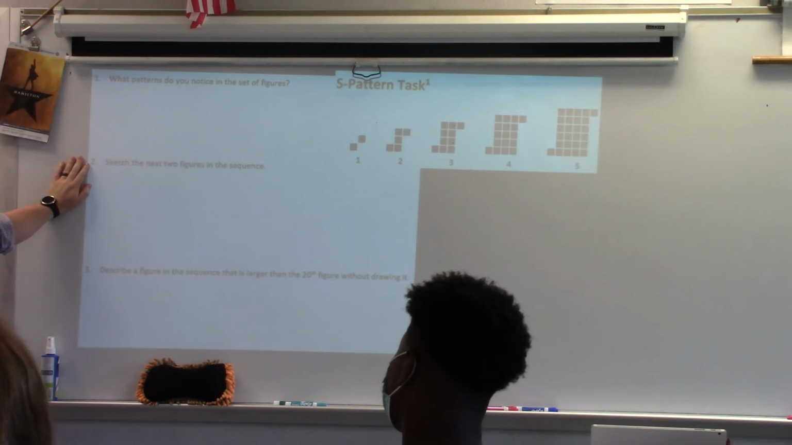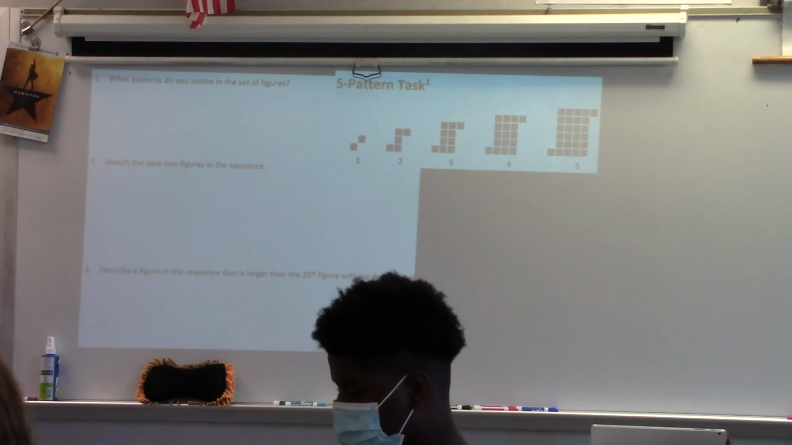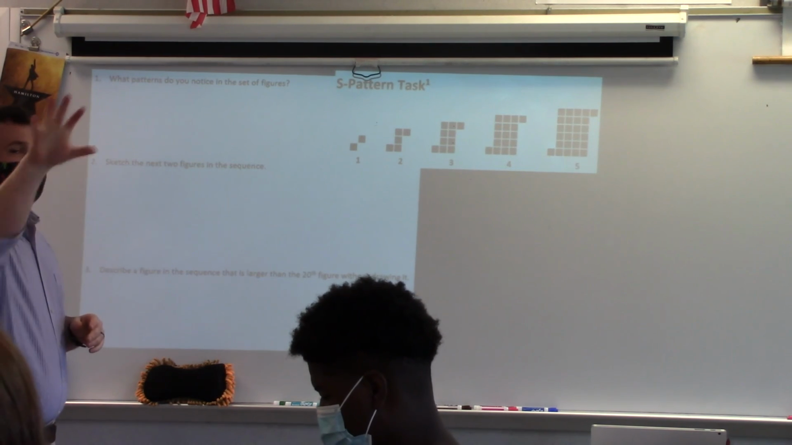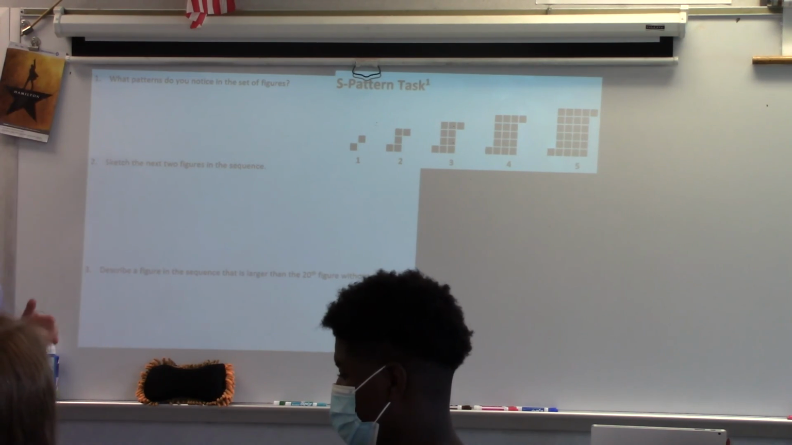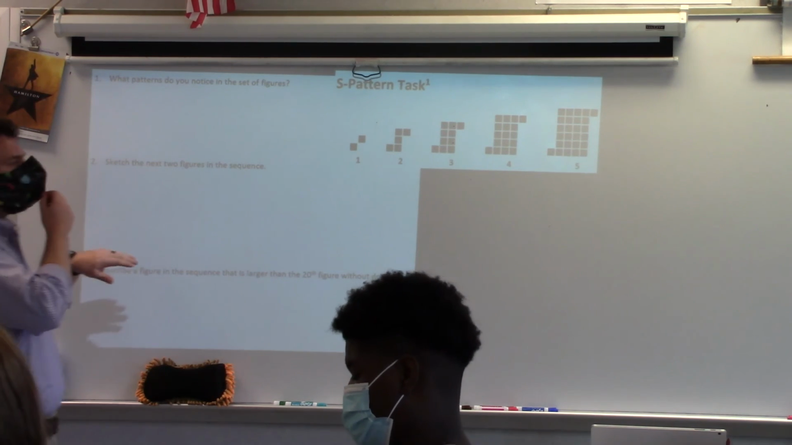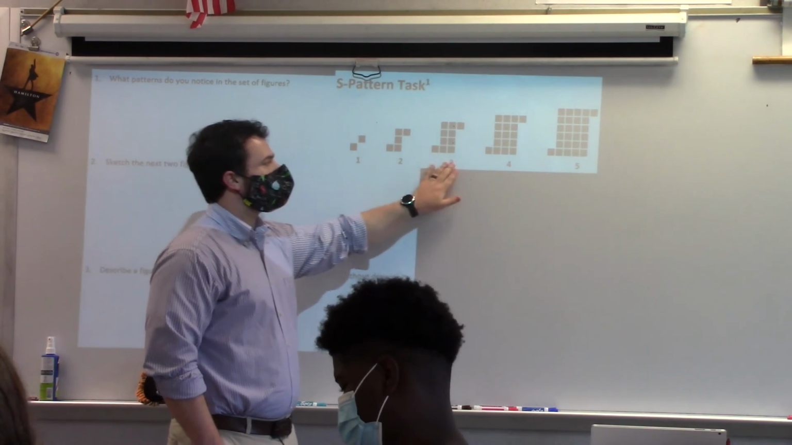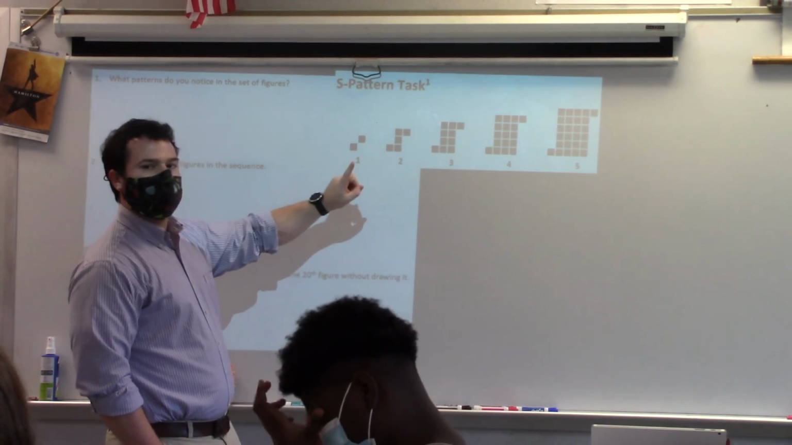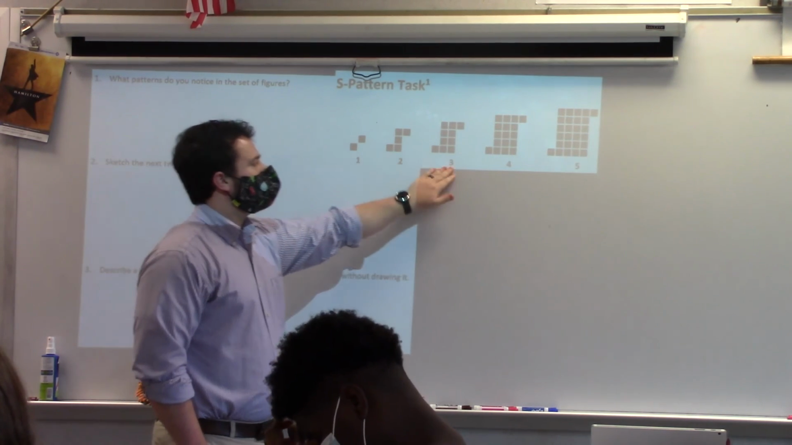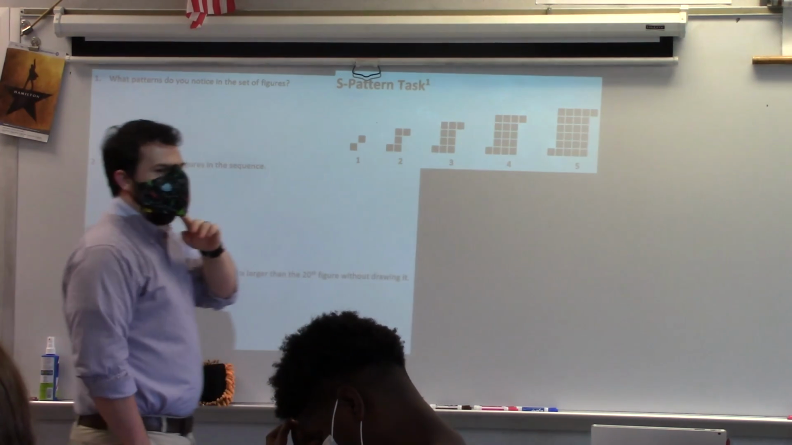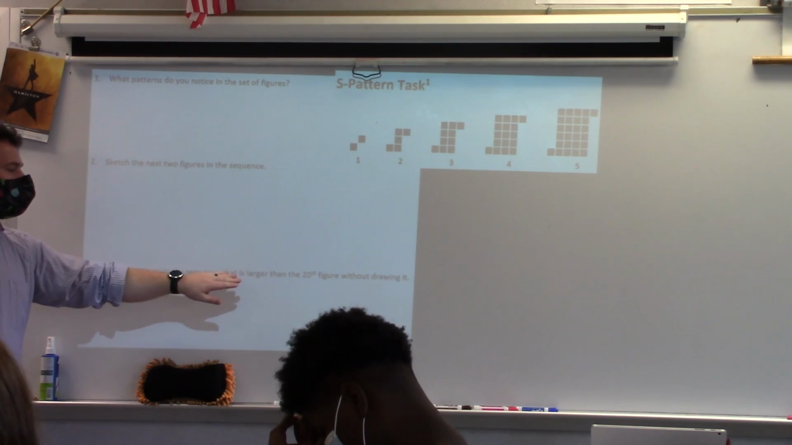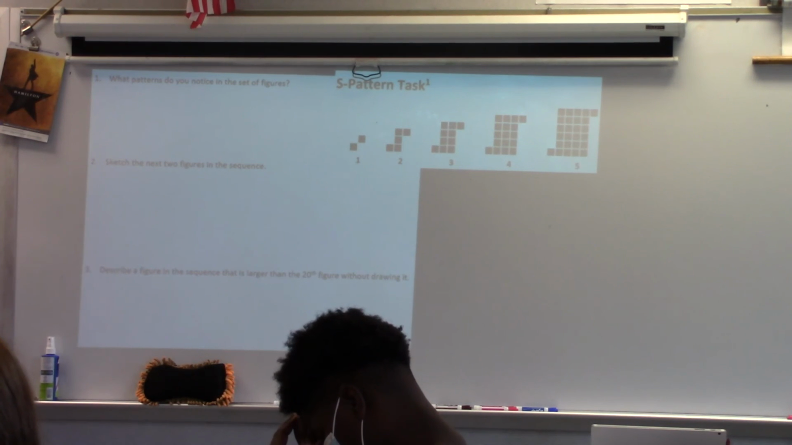Please notice in number 1 it says, what patterns do you notice in the set of figures? Then talk about it in your group. Remember, pay attention to how the figures are growing, what you see changing, and more importantly, how you see that change connect to the figure number, because you're going to have to describe a figure in the sequence that is larger than the 20th figure without drawing it. You've got to be able to describe it.